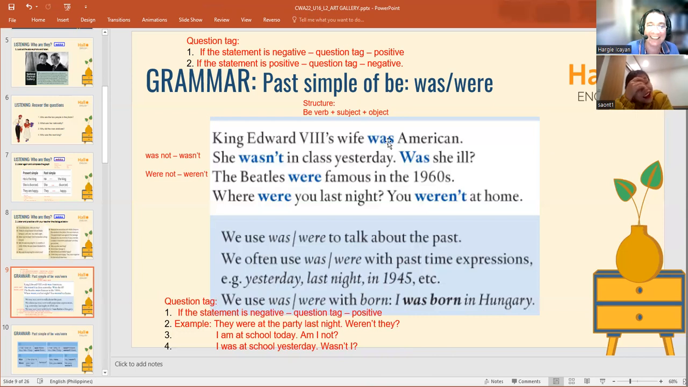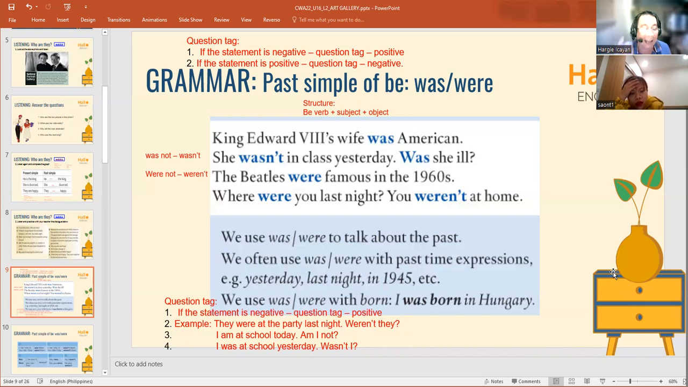Question tag. Okay, the one that we're doing like this: She wasn't in class yesterday. Was she ill? There is a question tag in here. Was she ill? But I don't understand when we will use this question tag.